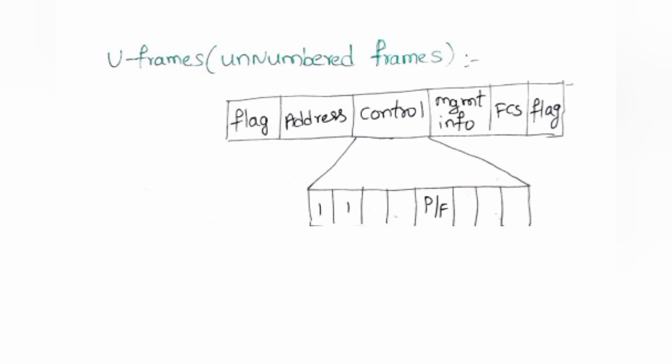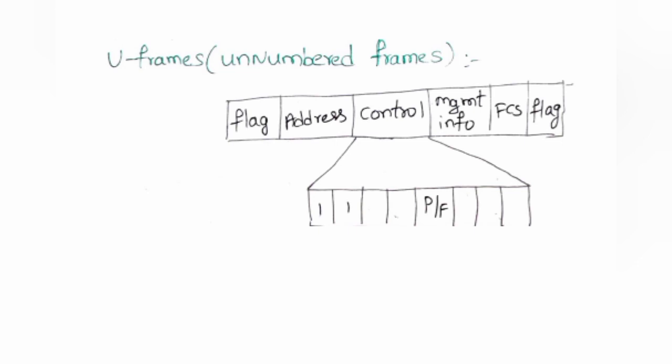So next one is U frames. U frames means unnumbered frames. Unnumbered frames are used to exchange session management and control information between connected devices. It is the one used for system management information. Here the code, the first two bits are 1, 1, which represents that the given frame is a U frame, that is the unnumbered frame.